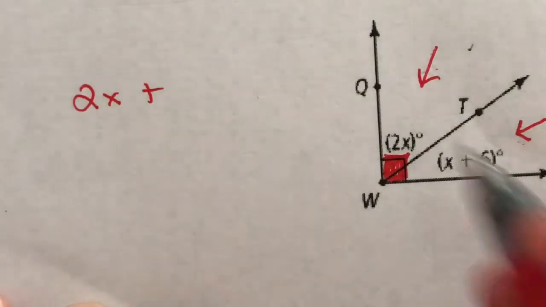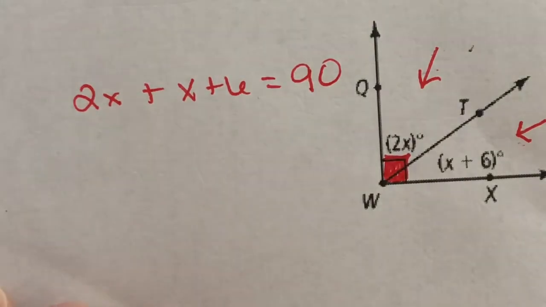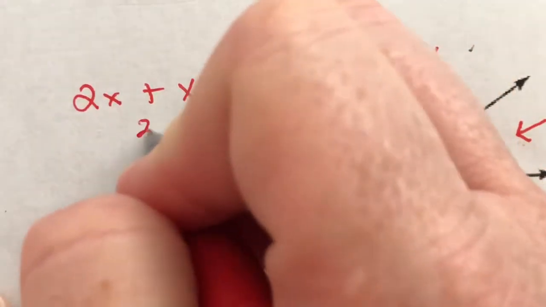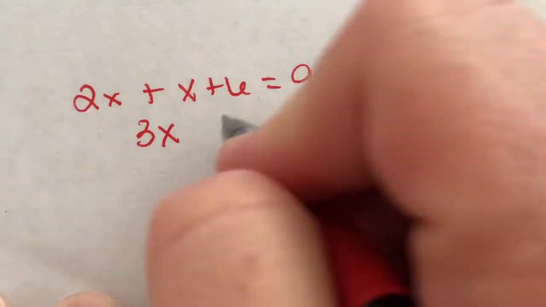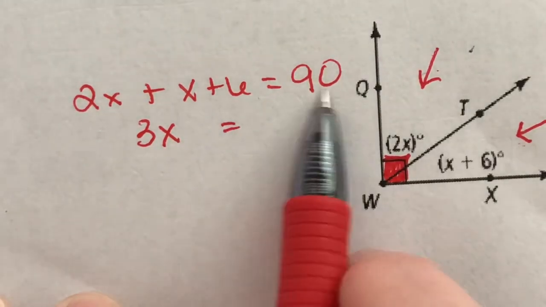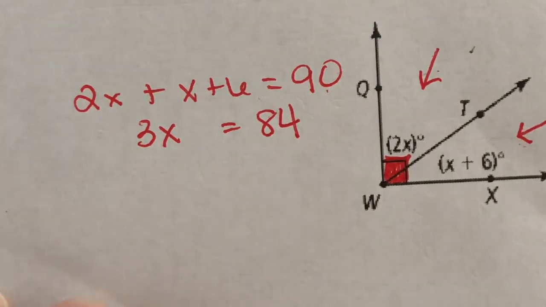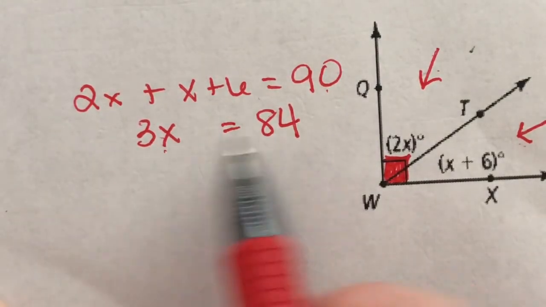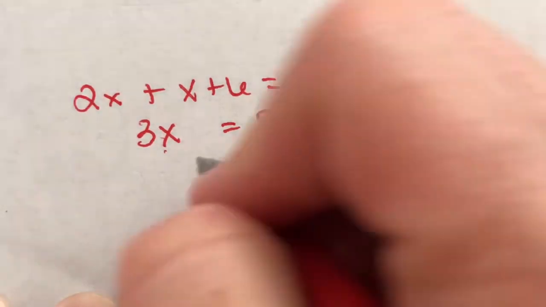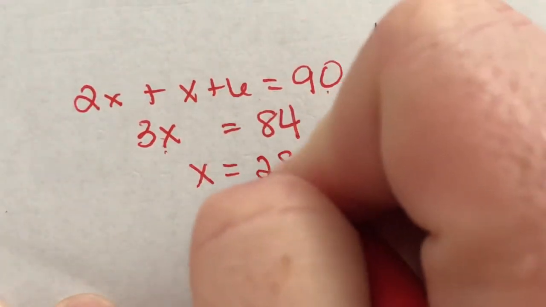So I'm going to say 2x plus x plus 6 equals 90. And then I can solve for x. 2x plus x is 3x plus 6. I'm going to subtract 6 from both sides of my equal sign. 90 minus 6 is 84. And then I can divide both sides of my equal sign by 3, and 84 divided by 3 is 28.